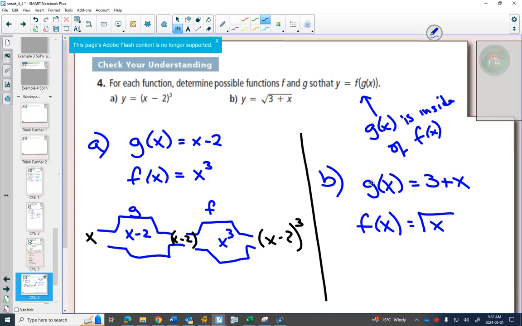I'm not even going to show you the shortcut. You can see if you can figure out the shortcut. If you made f of x, x minus 2 cubed, what would you have to make g of x so that it works every single time? If you made the inside function square root of 3 plus x, what would you have to do to the outside function to make it work every single time? Okay, and questions for this one are 3, 7, and 9.